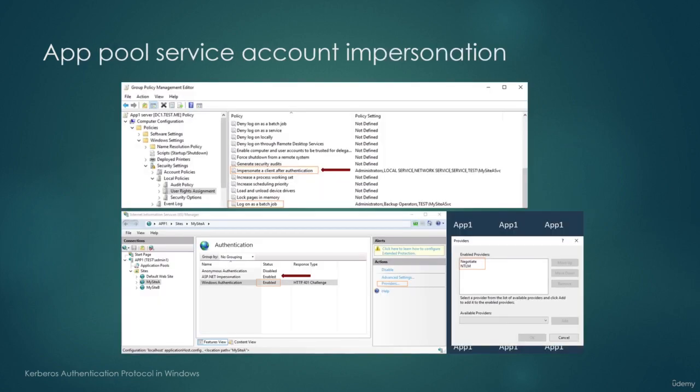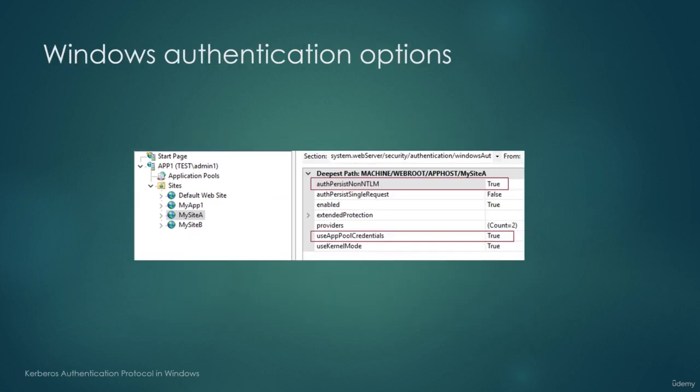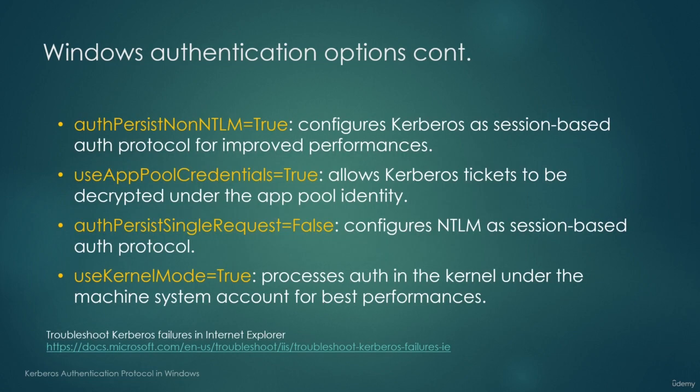Here we see how to enable impersonation and negotiate authentication for a website. We configure Windows authentication under the website's configuration editor. Here we set Windows authentication options. These are default values since Windows 2012 server. Auth persist non-NTLM set to true reconfigures Kerberos from request-based to session-based authentication protocol in order to improve service performance.